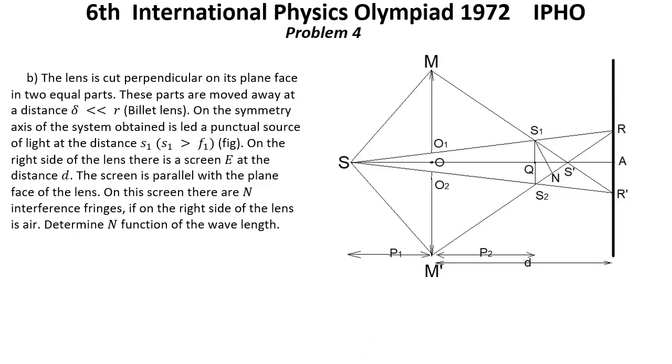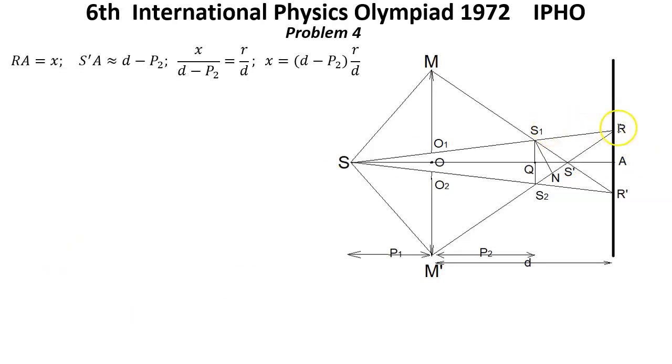Solution. In the case of a billet lens, S1 and S2 are real images of the object S, and they can be considered like coherent light sources. Now let's count what happened. Suppose that the distance from R to A is equal to x. In that case we can estimate S prime A, approximately equal to D, the distance from lens to screen, minus P2.